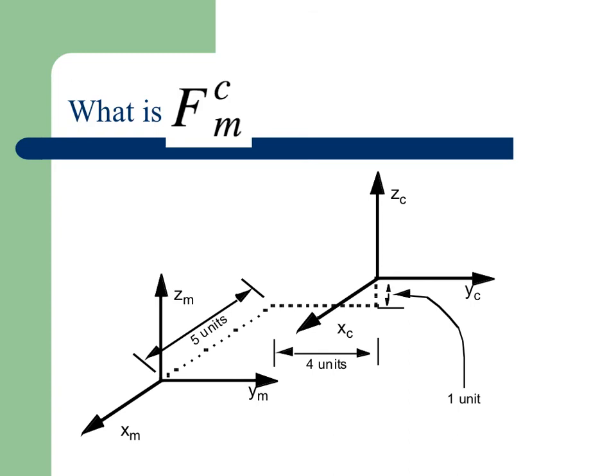So what are we asking for? We want to know what is F. How do I move the M coordinate frame, so that's this one, so that it's in alignment with the C coordinate frame? And because we know we're going to have to write it in XYZ order eventually, let's just think about it in terms of XYZ order.